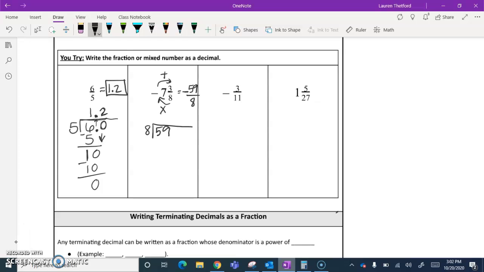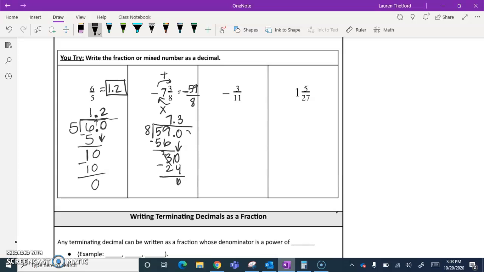8 goes into 59 7 times, and that's 56. I subtract, and I get 3. I'm going to put a decimal and a 0 to bring down. 8 goes into 30 3 times, and that is 24. When I subtract, I get 6.